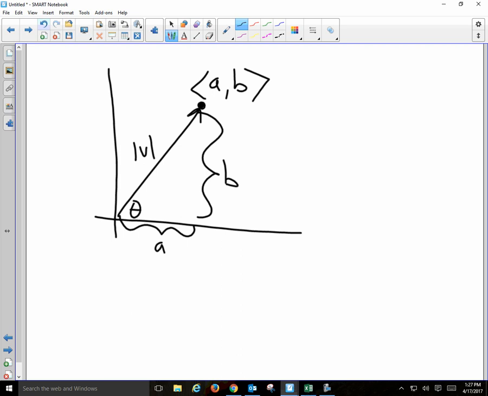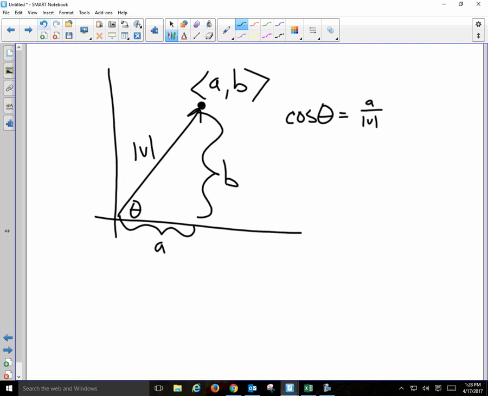So what I would like to do is come up with a new way of expressing a and b based off of my knowledge of the absolute value of v and theta. So in terms of opposite, adjacent, and hypotenuse, what is a in this triangle? Opposite, adjacent, or hypotenuse? Adjacent. Which of the three trig functions does that make you think of? Cosine. So we could set this up. Cosine of theta is equal to a divided by what? Yep, the magnitude of the vector.